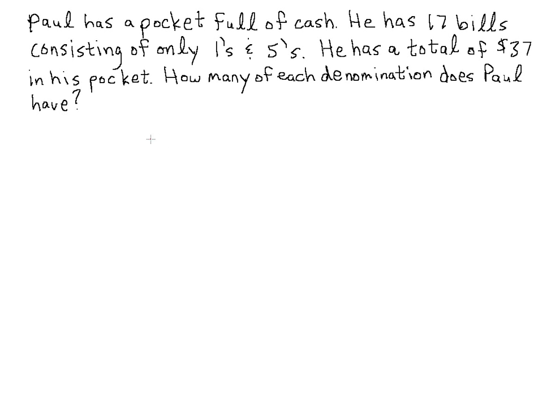Let's take a look at the following situation. Paul has a pocket full of cash. He has 17 bills consisting of only ones and fives. He has a total of $37 in his pocket. How many of each denomination does Paul have?